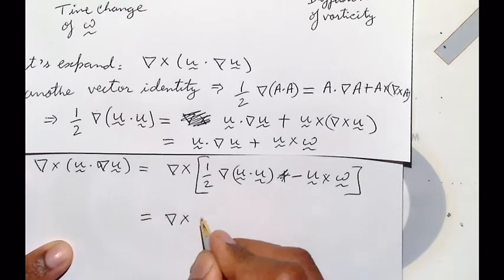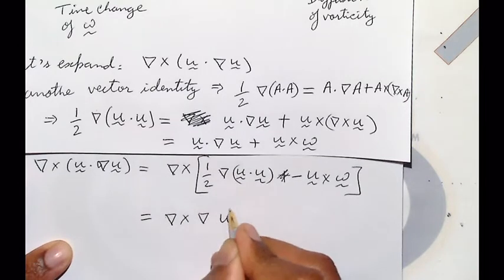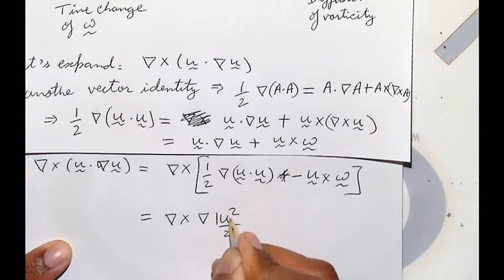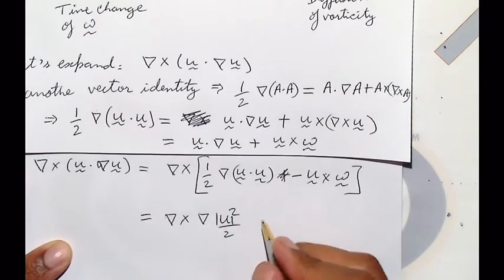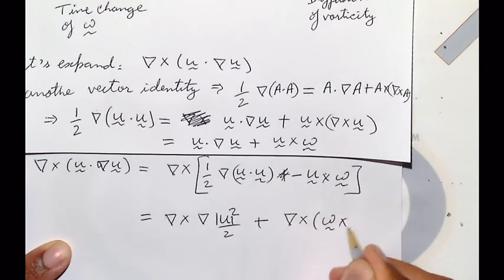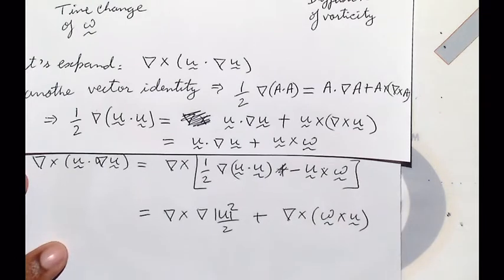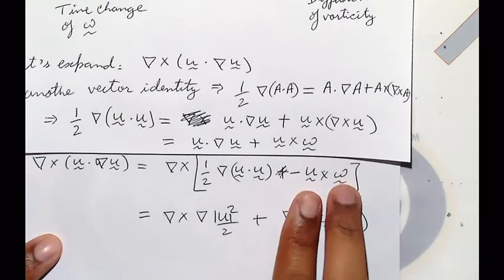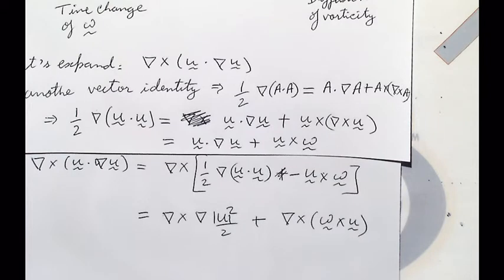Nabla cross nabla of u squared over 2 minus nabla cross, or plus nabla cross omega cross u. I got rid of the minus sign by interchanging u and omega. Okay, what now?